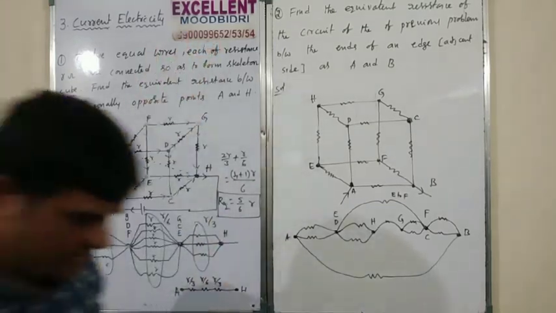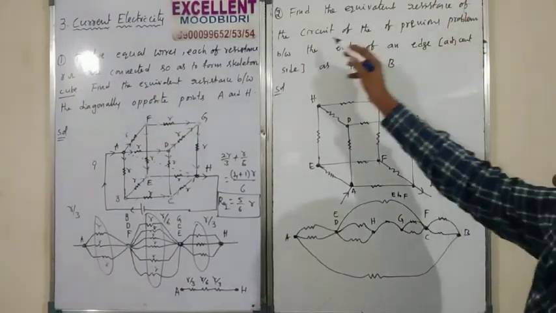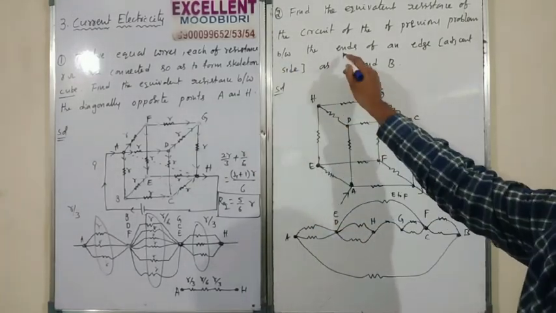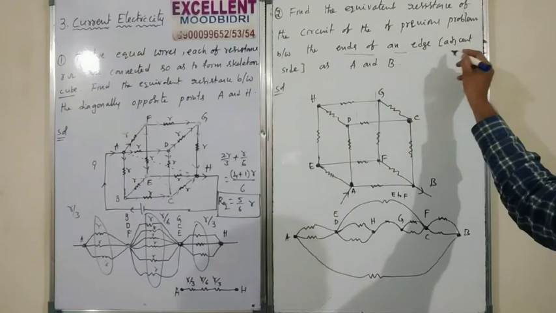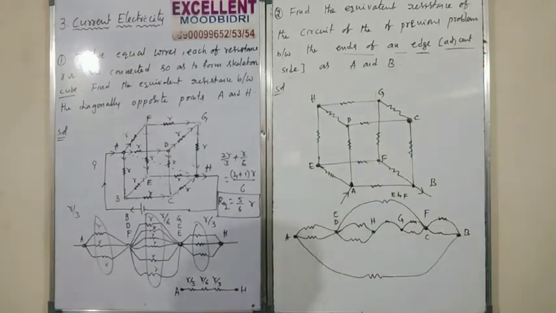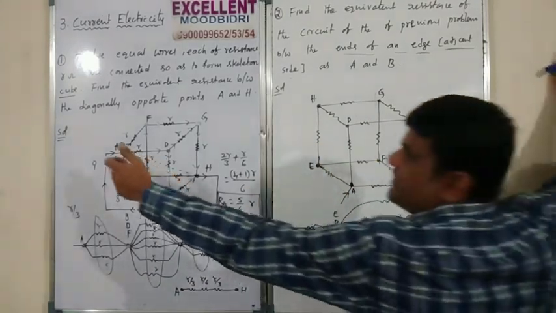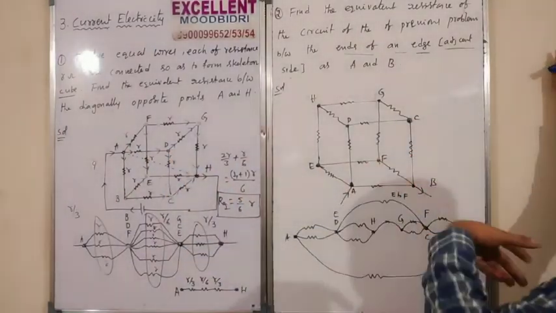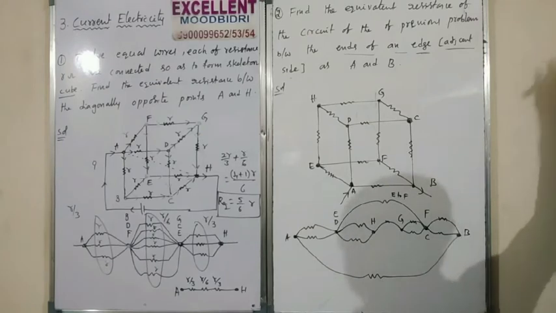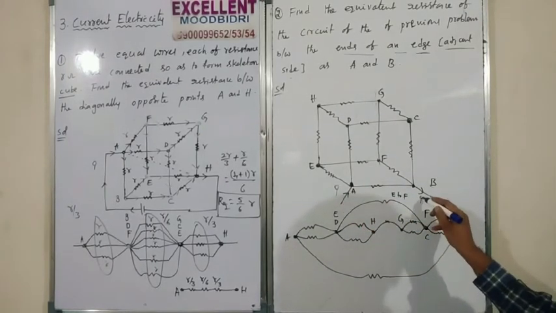Next, second problem. The second problem I have given: find the equivalent resistance of the circuit of the previous problem, across the ends of an edge. That means adjacent sides. Adjacent side AB. So previously current entered here and left diagonally. So now current enters here and leaves at the adjacent side. I'm asking the question: this is the entering current, this is the leaving current.